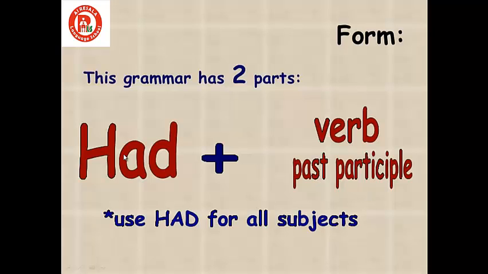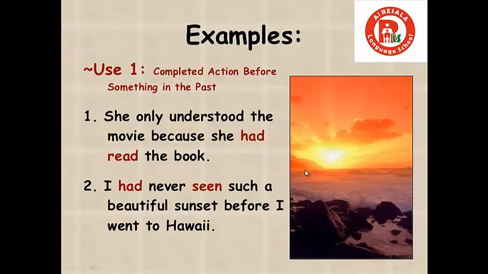So mainly we use had plus the PP of the verb. We call it PP. Okay, and we'll find that had is used with all the subjects, like I say I had, he had, she had, it had, we had, they had, and you had. So had plus the PP.